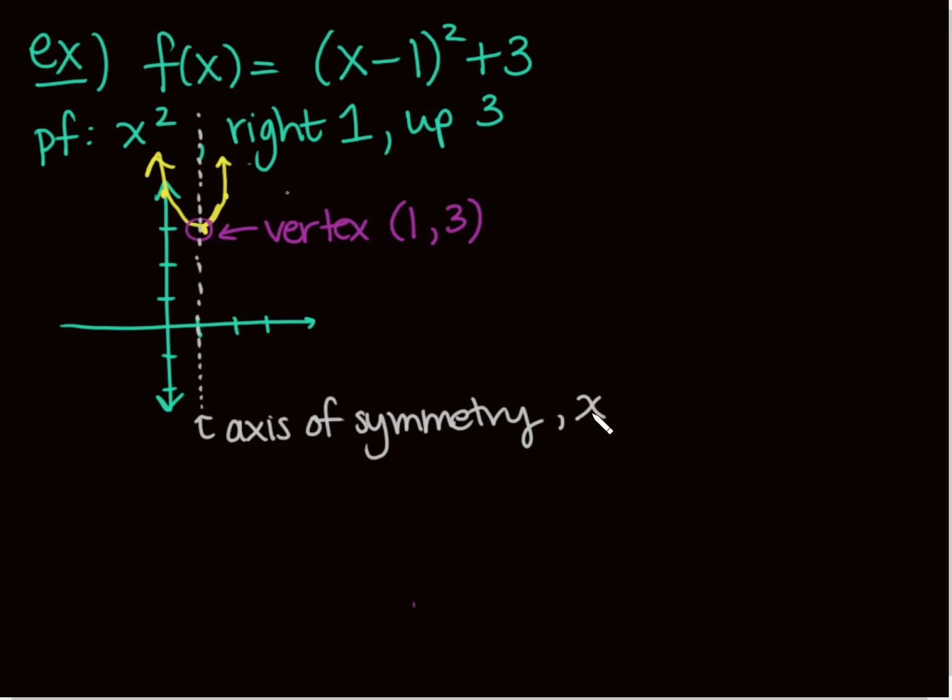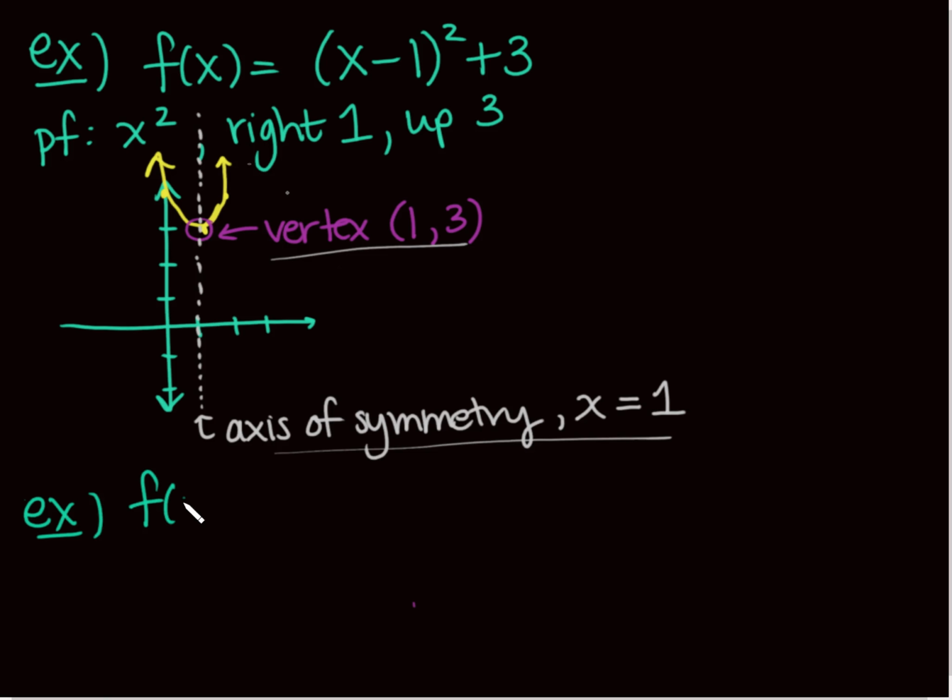Remember, a vertical line is described by x equals something. So in this case, this is a vertical line at 1, so we're going to call this axis of symmetry x equals 1. So a couple new terms. We have the vertex and the axis of symmetry. Let's look at another example, and then I want to add that back to our definition.